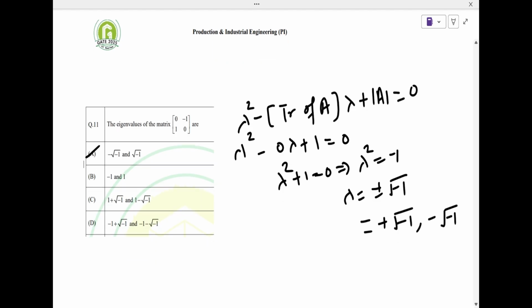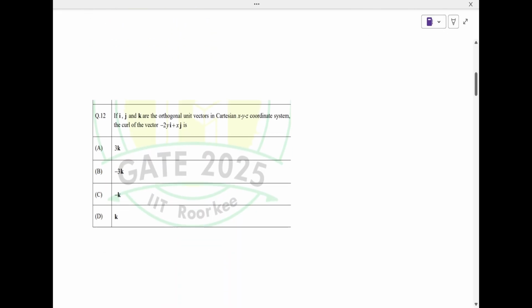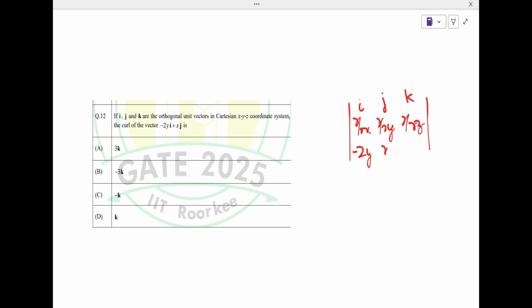Next, question number 12. If i, j and k are the orthogonal unit vectors in the Cartesian xyz coordinate system, we have to find out the curl of the vector. So curl means we are going to find out the determinant, right? That is i, j, k, partial derivative with respect to x, partial derivative with respect to y, with respect to z, and the coefficient of i is 2y, coefficient of j is x, and k coefficient is 0. So let us find out the value by solving this determinant.